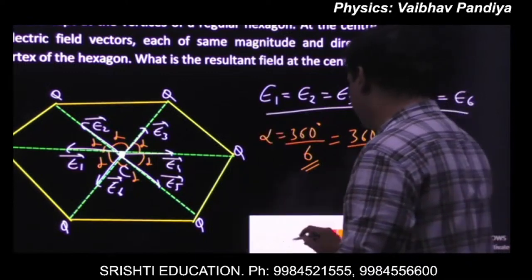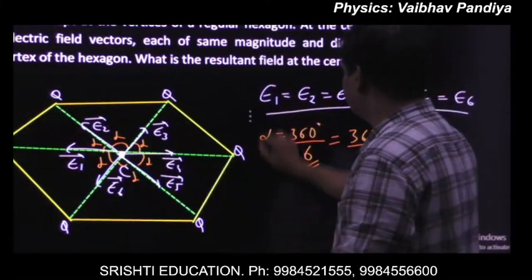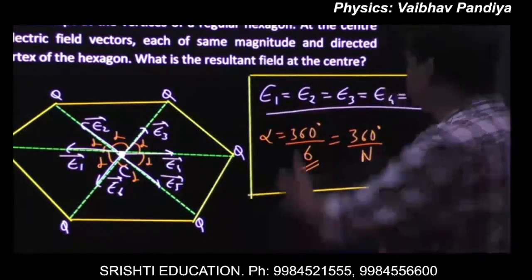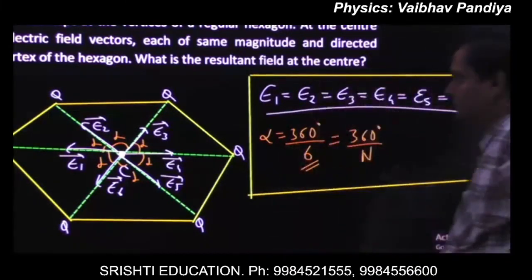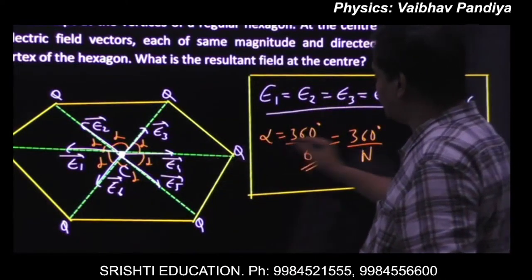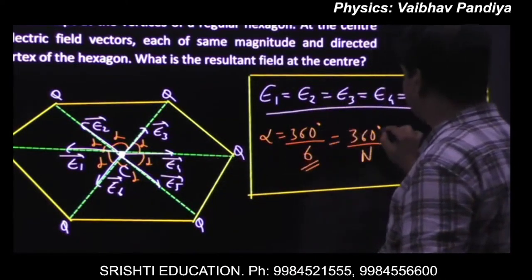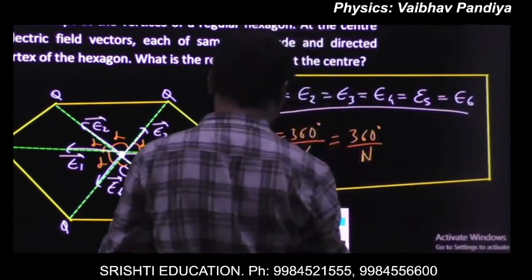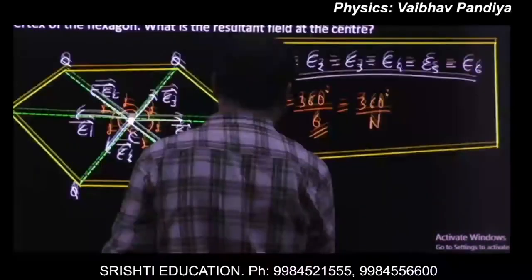So again, you can see both the conditions are fulfilled. There are 6 vectors of equal magnitude. The angle between any two consecutive is 360 degrees by 6. So the resultant will be a zero vector, following the same property which we have studied.